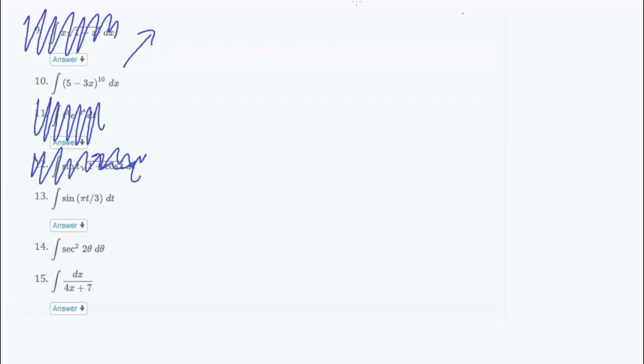Alright, so let's take a look at number 10. So number 10, we have the integral of 5 minus 3x to the 10th power. And let's first write down the important stuff. So we have u, du, and dx. And so 5 minus 3x is mainly our thing that we're working with here. So we have to set that equal to u. u equals 5 minus 3x. That means that du is going to have to equal negative 3 dx. That means dx is going to be equal to du over negative 3.